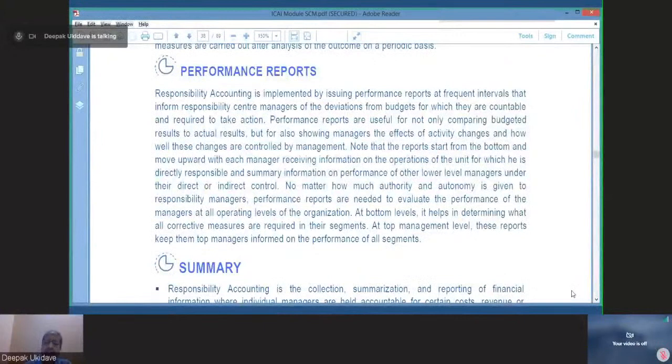So can we say that the culture of performance reports enables the top management to evaluate the performance of operating managers in the organization. And if any improvement is required based on the review of performance reports, then necessary action can be taken at the top management level and even at the operating managers level.